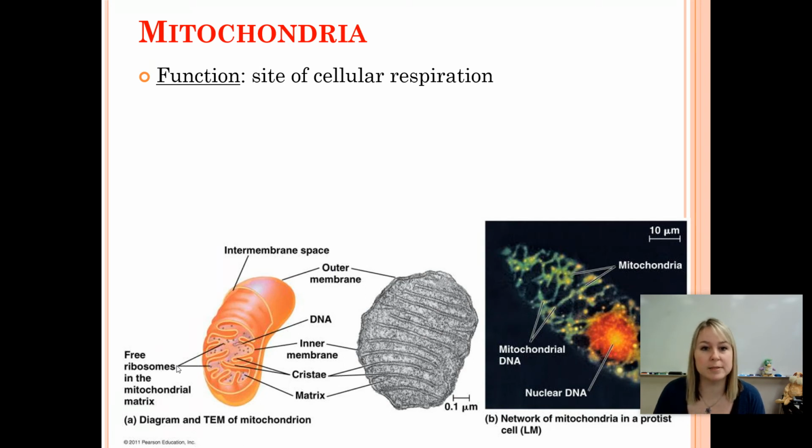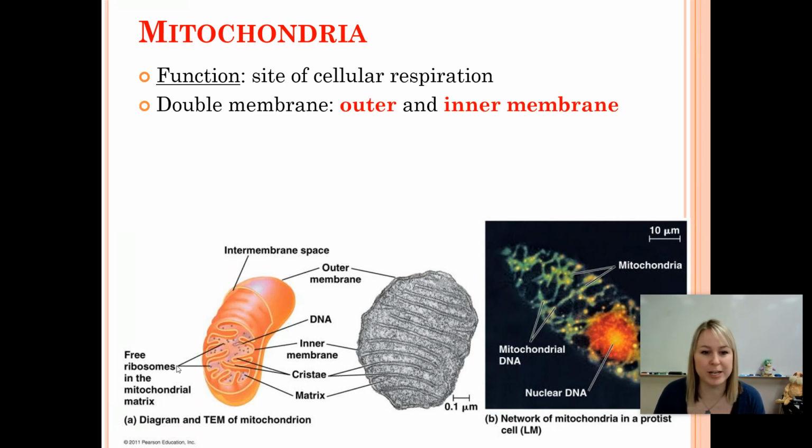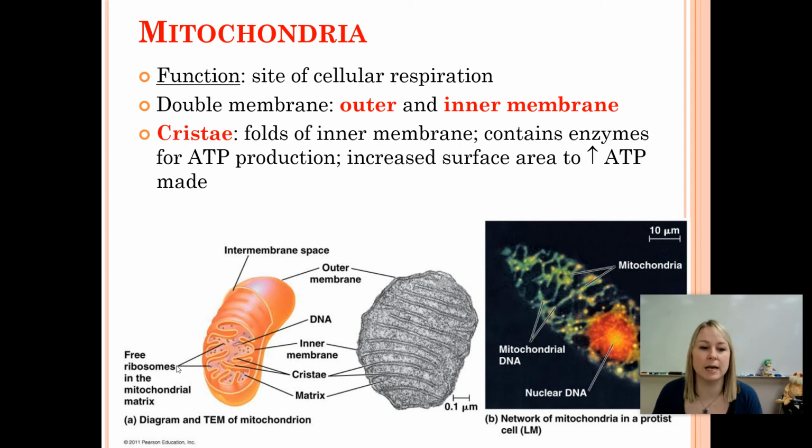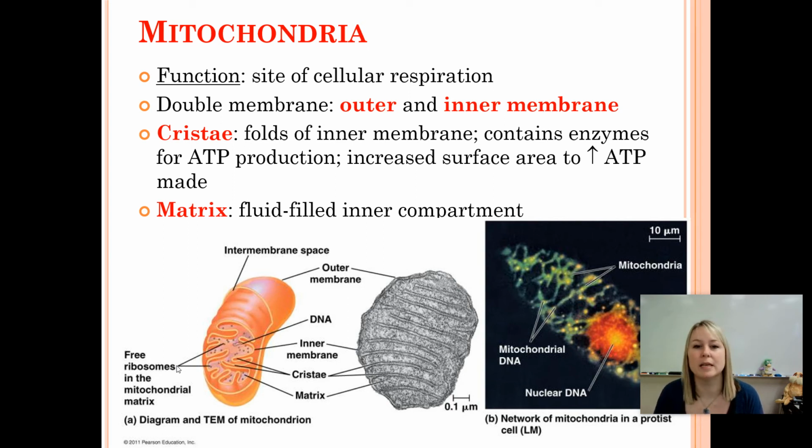Looking at more organelles, the mitochondria is the site of cellular respiration. We're going to know much more about that in a couple weeks. They are double layer membranes. They have an outer and an inner membrane and folds of membrane in between called cristae. Lots and lots of membrane for lots of surface area for lots and lots of ATP production. Inside the cristae is something called the matrix, which is a fluid-filled compartment full of its own DNA. Mitochondria have their own DNA, separate from your DNA found in the nucleus of your cells. It's a different piece called mitochondrial DNA.